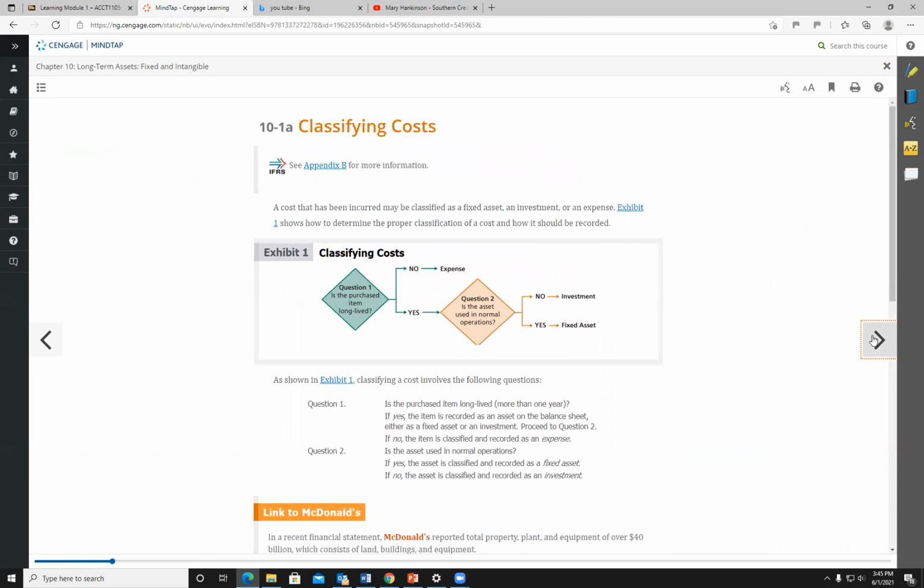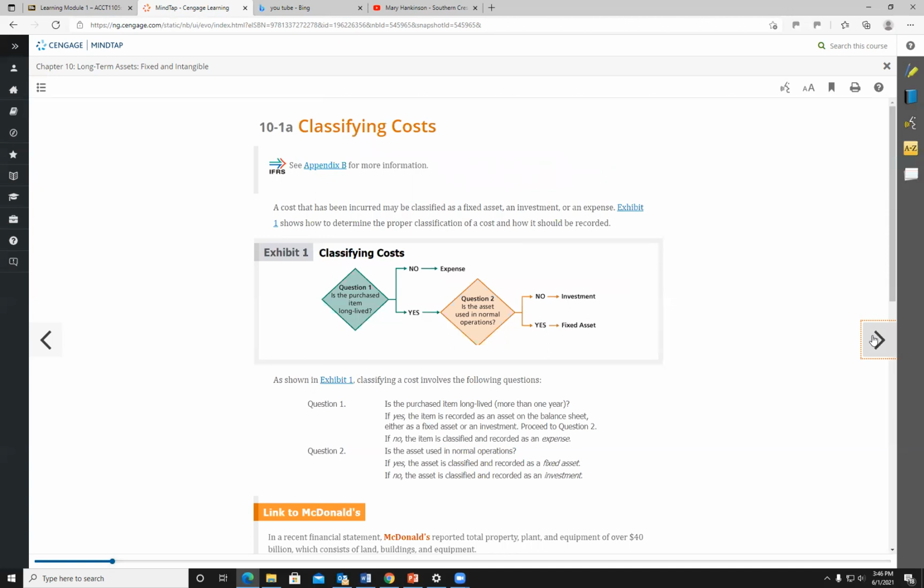All right, so let's talk about classifying costs. Now, in Chapter 1 of Financial Accounting 1, we went over the cost concept, and that was, what do you record the cost as? Well, we record the cost as the purchase price. Now that we know what the cost concept is and what amount we record it as, now we need to be able to classify that cost.